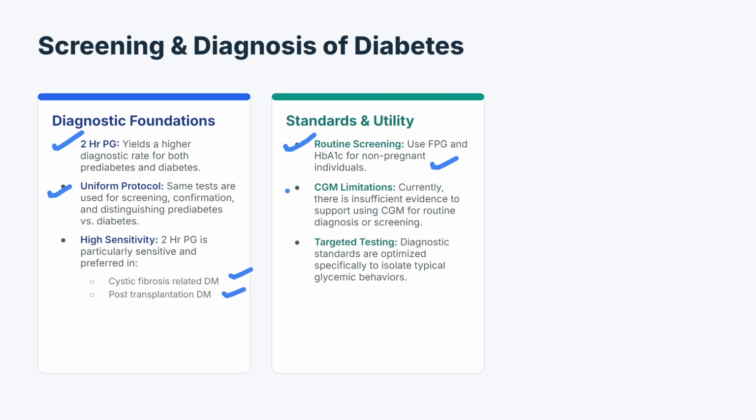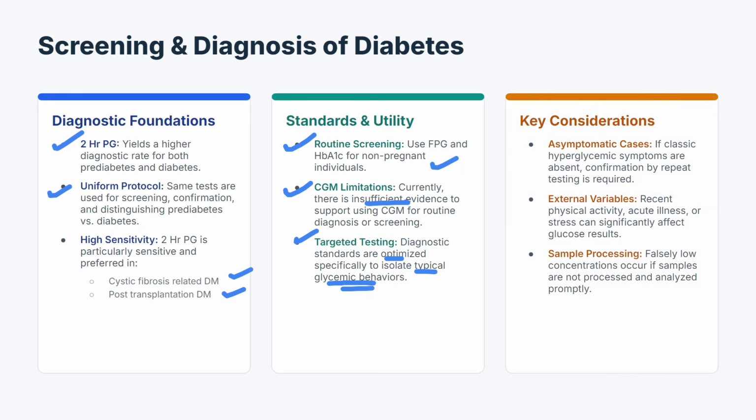Now can we use CGM for diagnosis of diabetes? So currently there is insufficient evidence to support the use of CGM for routine diagnosis or screening. Now diagnostic standards are optimized specifically to isolate typical glycemic behaviors. Now what about asymptomatic cases? If classic hyperglycemic symptoms are absent, we need to confirm the test by repeating it.